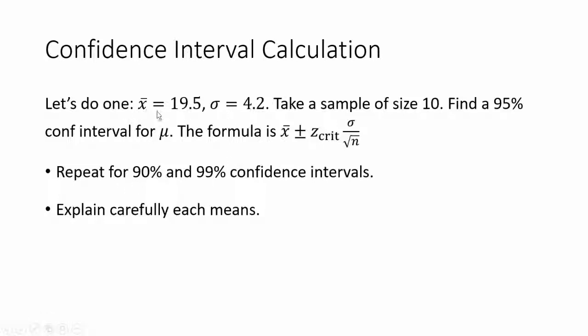We've started with a sample mean and a population standard deviation and asked for a 95% confidence interval for mu. That mu is the mean of the population, not of the sample. We used this formula to do it, and originally that was a 95% confidence interval. Let's redo this, and we'll pick up the pace here and show how to do it efficiently. And we're going to do it for 90 and 99% confidence intervals as well now.